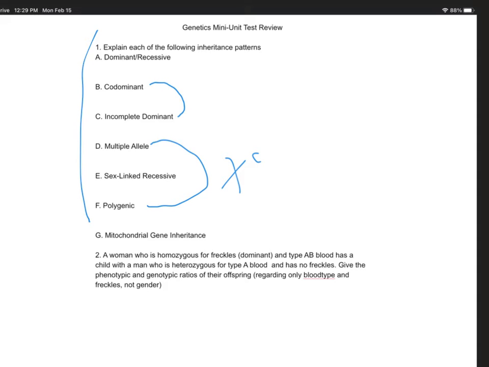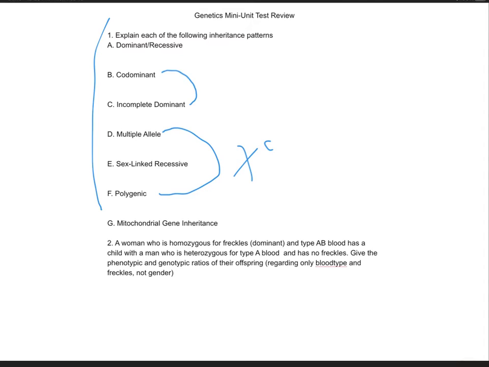For number 2, a woman who is homozygous for freckles and type AB blood has a child with a man who is heterozygous for type A blood and has no freckles. So I'm just going to do another page here so I have some room. So the woman is homozygous for freckles, so we'll use F for freckles, big F, and she has AB blood, and the man has no freckles, that's recessive, so he must be little f, and he is heterozygous for type A blood, so he must be AO.